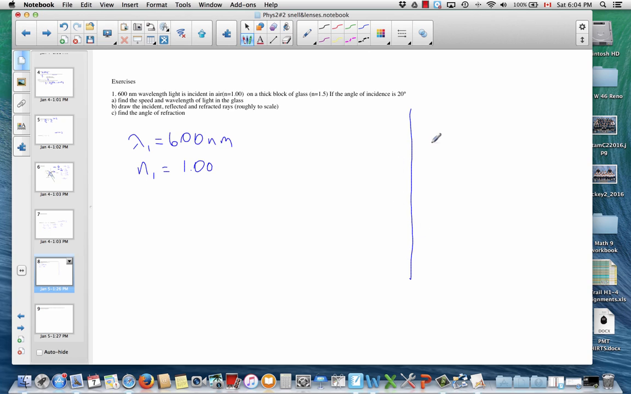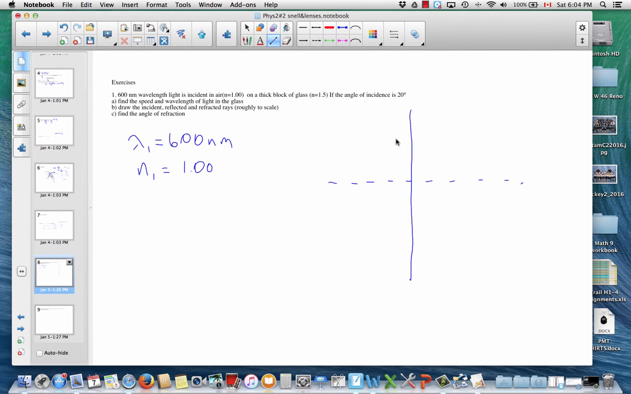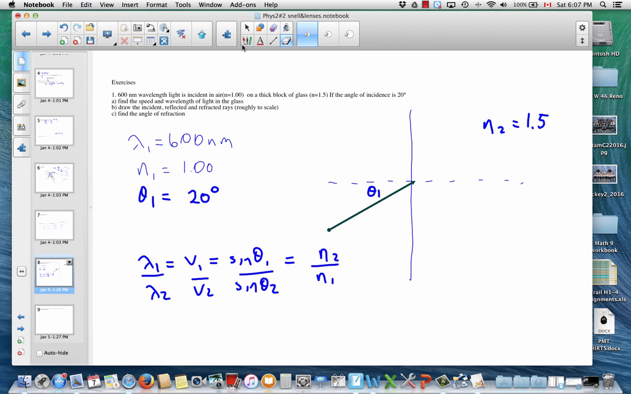Okay, so let's roughly sketch that here. There's glass. Here's the normal line. It's got an angle of incidence of 20 degrees. So that will be the angle in the air, right? And we're calling that theta 1. Okay, so here we go. Theta 1, and that is 20 degrees. So we're going to apply Snell's law here.